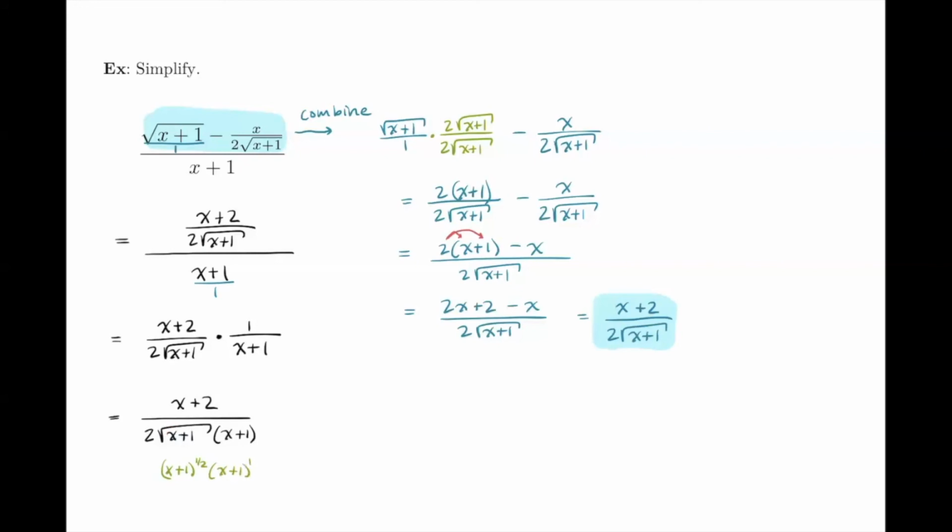If we add the exponents together, we will get x plus 1 to the 1 plus 1 half. In fraction form, that is 3 halves. So this can be one last step to simplify x plus 2 in the numerator, and then 2 times x plus 1 to the 3 halves in the denominator.